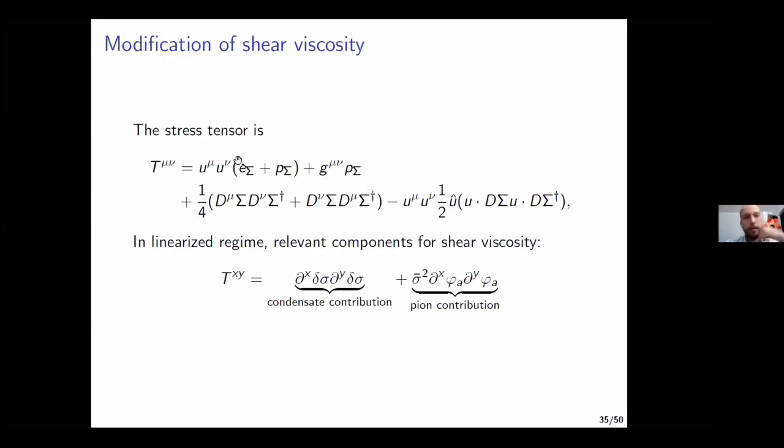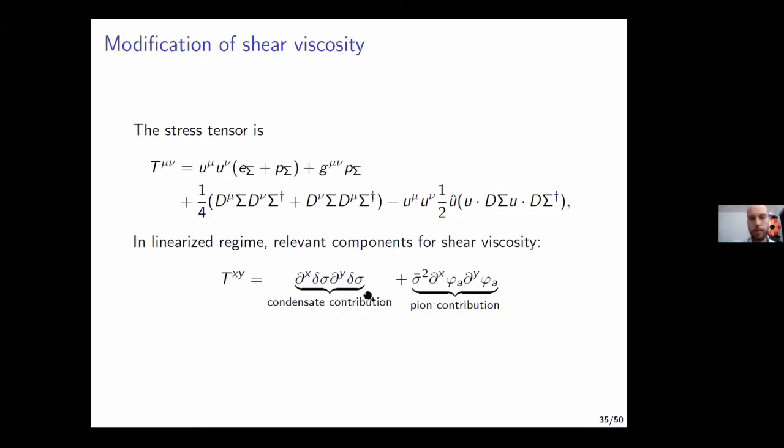So they contain the free part, and they'll also contain contributions from the superfluid energy density. And you'll also have these microscopic degrees of freedom explicitly written out, in terms of the chiral condensate. And when you linearize this and you look at the XY direction for the stress tensor, you'll get two contributions.